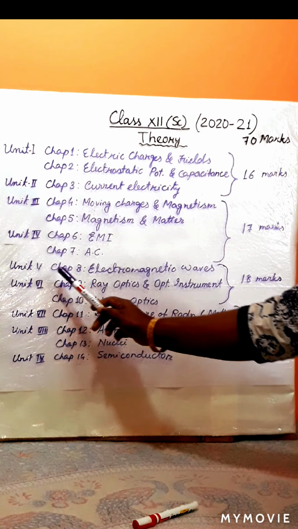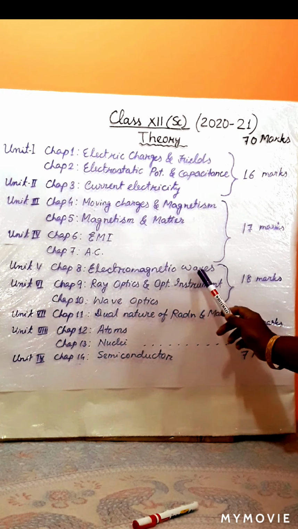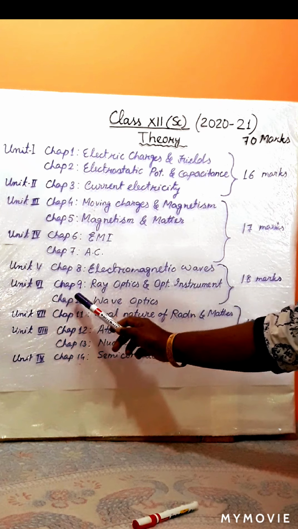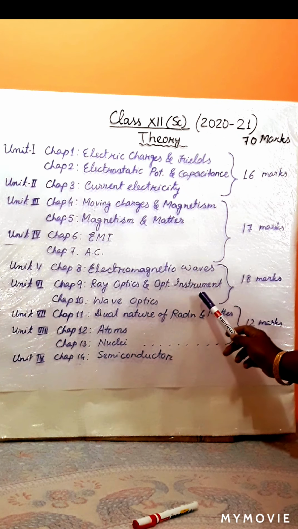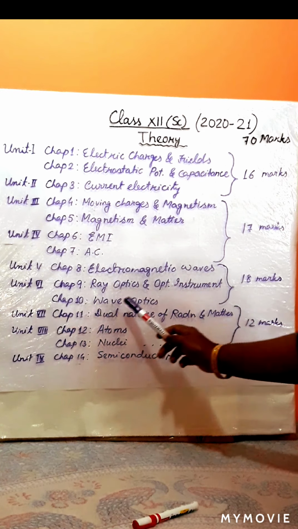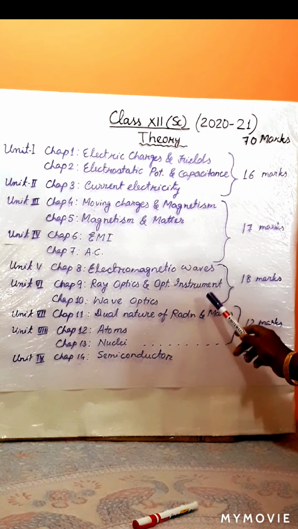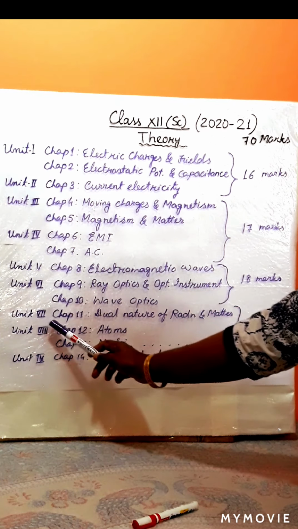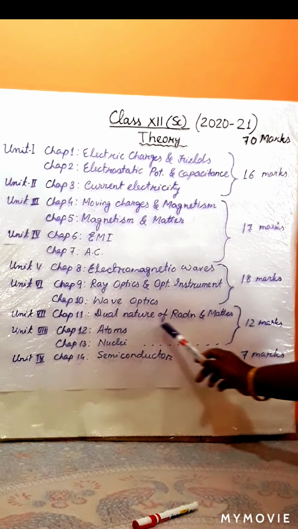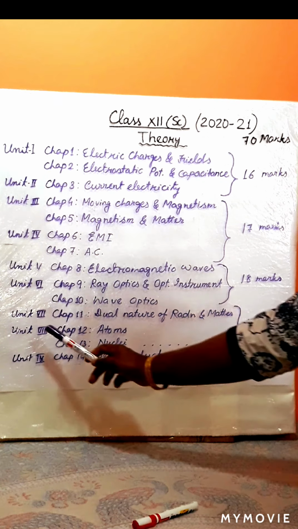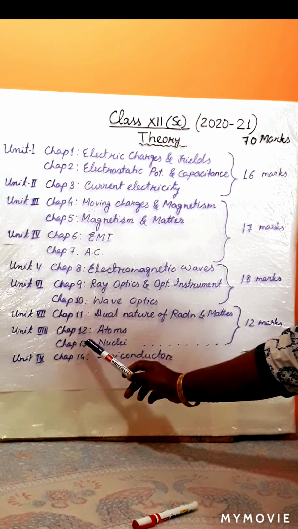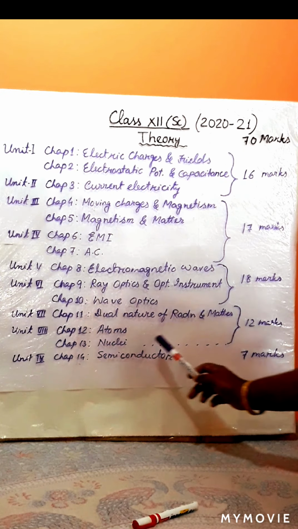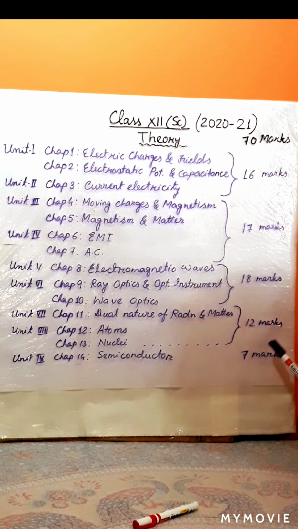From Unit 5, Chapter 8, Electromagnetic Waves, Unit 6, Chapter 9, Ray Optics and Optical Instruments, Chapter 10, Wave Optics. So these 3 chapters carry 18 marks. Now Unit 7, Chapter 11, Dual Nature of Radiation and Matter, Unit 8, Chapter 12, Atoms and Nuclei, these 3 chapters carry 12 marks.